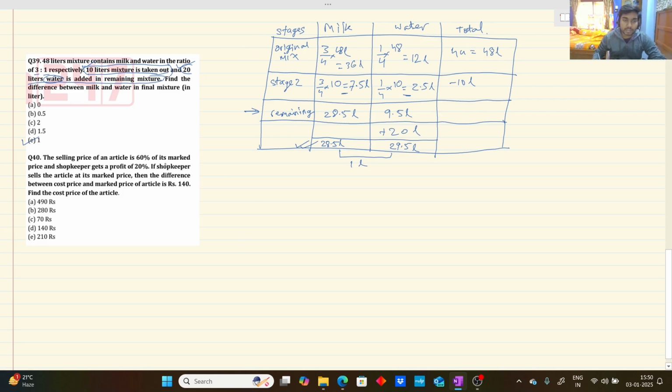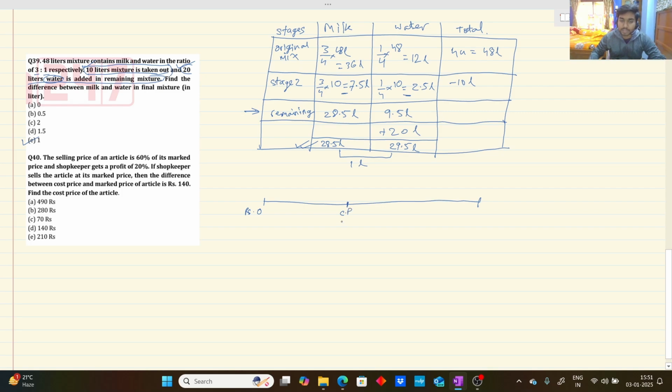The selling price of an article is 60% of its marked price and the shopkeeper gets a profit of 20%. Before we start this question, I want to teach a concept for this type of question in profit and loss, where cost price, selling price, marked price, discount, profit, and loss are all involved. Consider an imaginary number line, where my starting point is 0, that is rupees 0, a number line of my rupees, and somewhere on this number line there would be a cost price.